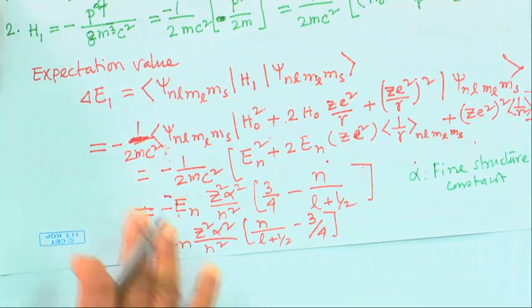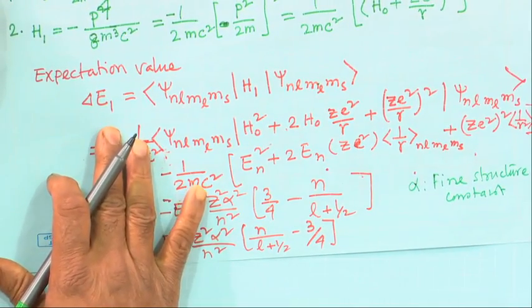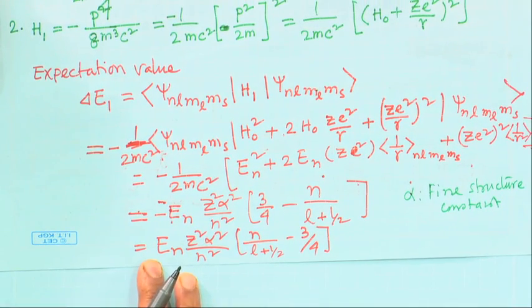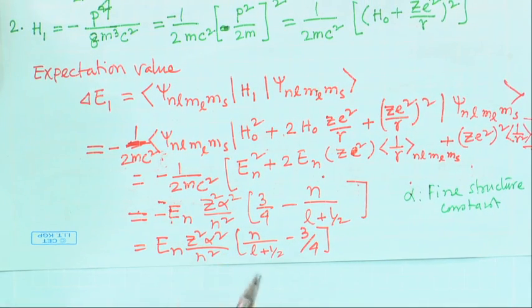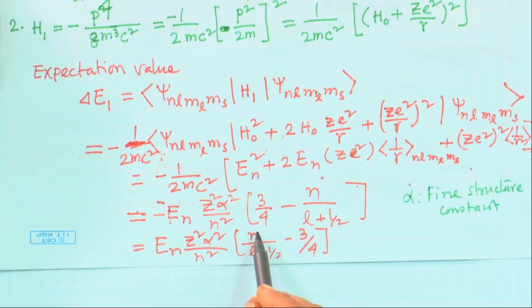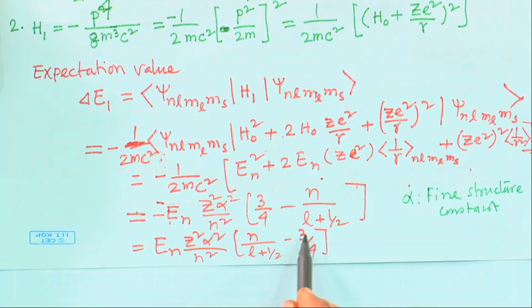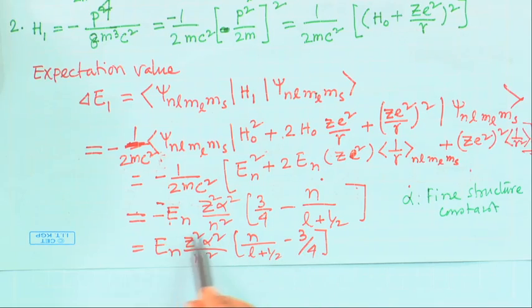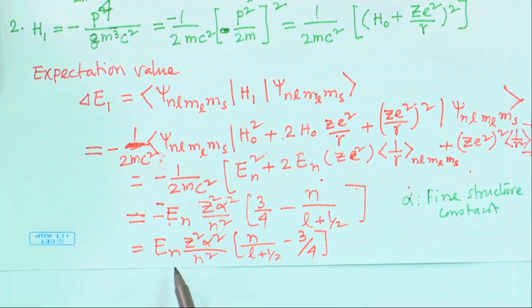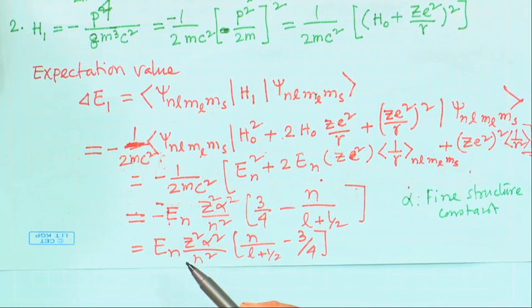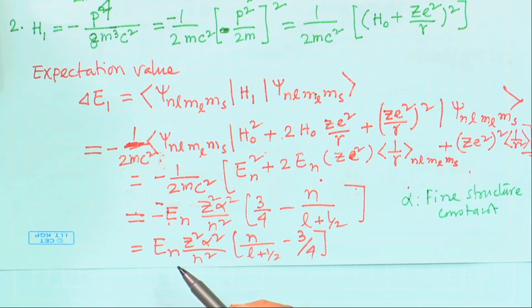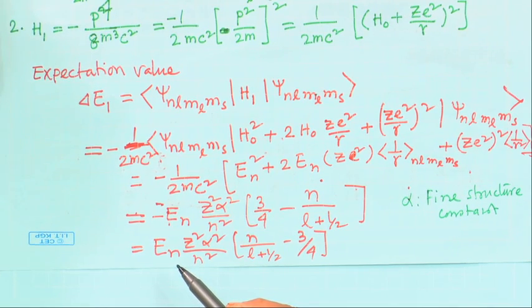Now, what we got is del E1 equal to En z square alpha square by n square, times n by L plus half minus 3 by 4. This is the correction term for H1. This is the correction due to the relativistic consideration. So, this is for H1. Similarly, one has to find it for H2 and H3.